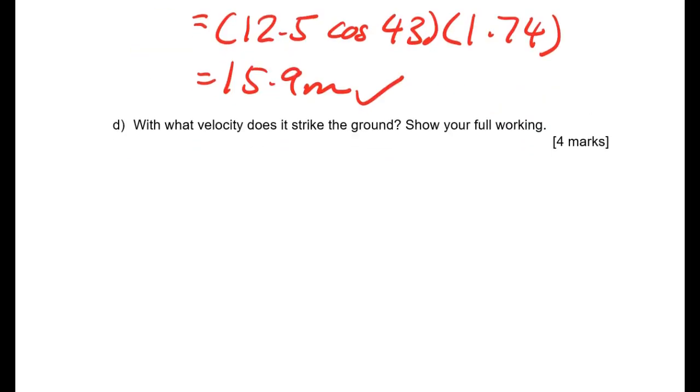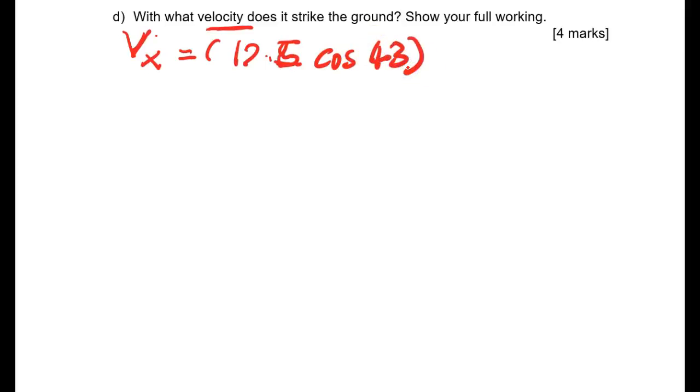And lastly, with what velocity does it strike the ground? Show your full working. Velocity is a vector, so give me the magnitude and give me the direction. One thing I know for sure is that when it strikes the ground, my Vx tentatively would be 12.5 cosine 43. That is for sure. You need to determine your Vy. This one you have to find out. How do I find out?